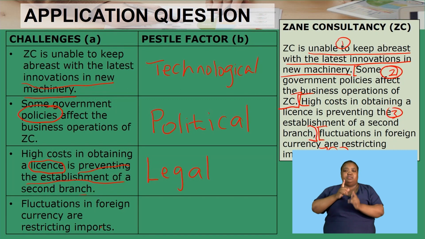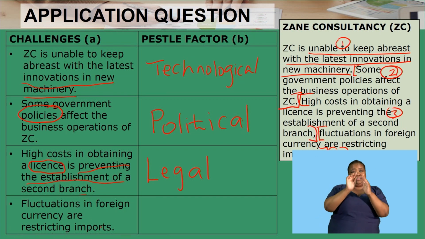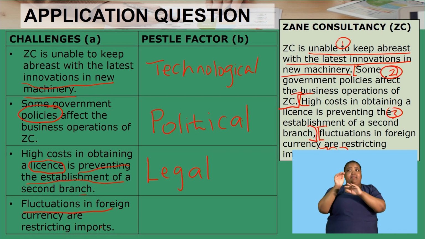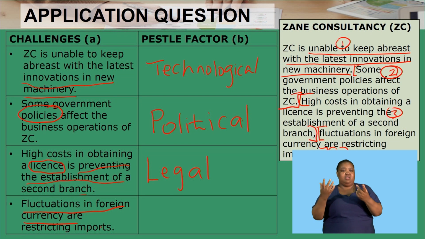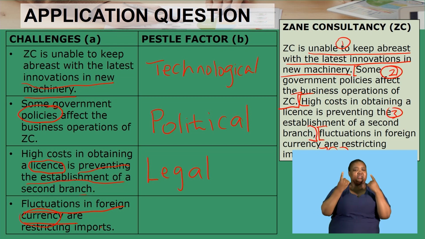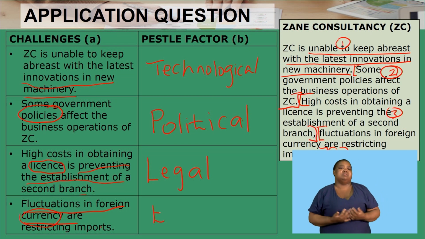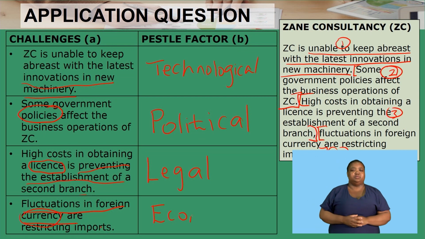That is the right answer. Now we are doing right. So the last challenge says fluctuations in foreign currencies are restricting imports. So what is the keyword there? You can check there. We can speak of foreign currencies. You see currency, you think of money. So what is the answer here? The right answer is economical.